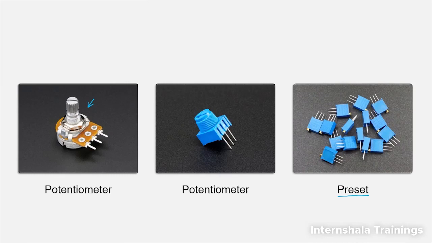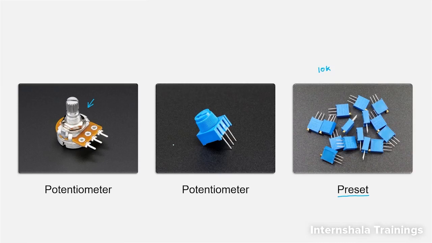Another reason it is called a preset is that, for example, if you are using a preset with a value of 10 kilo ohms, you can set the resistance value. As I told you, we can use the potentiometer as a variable resistor. With the help of a preset, you can precisely set the value of resistance, or achieve a desired voltage very precisely. That's why it is called a preset. But from a working point of view, all three components are the same.